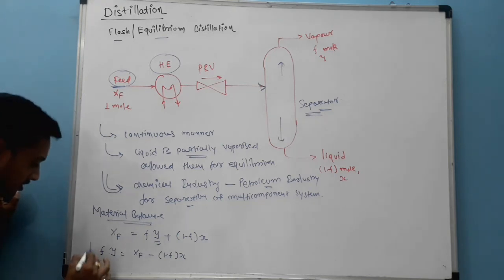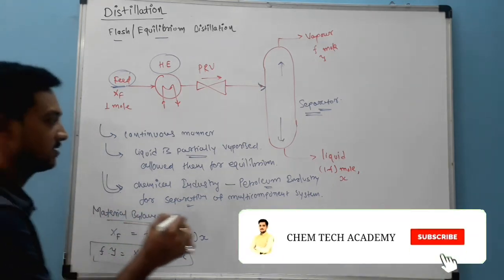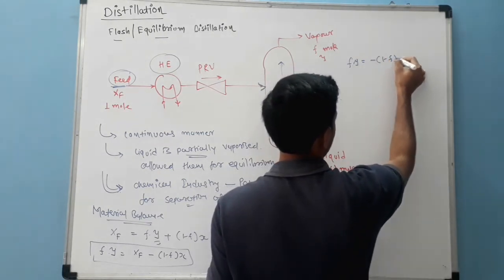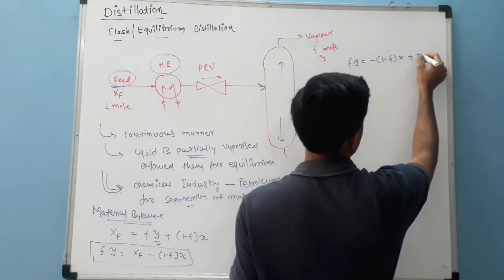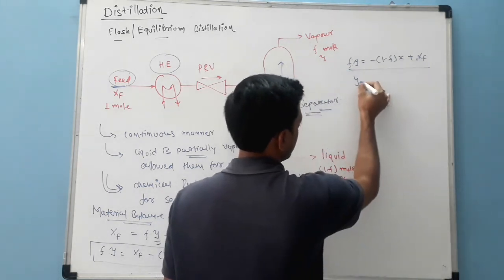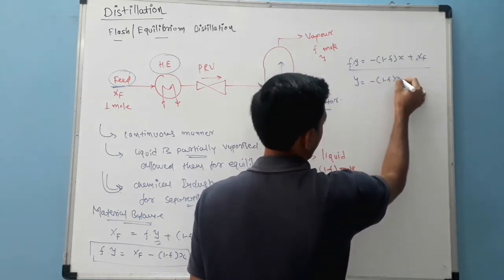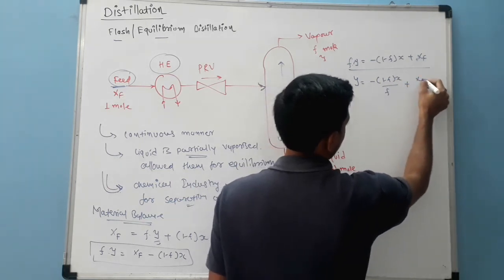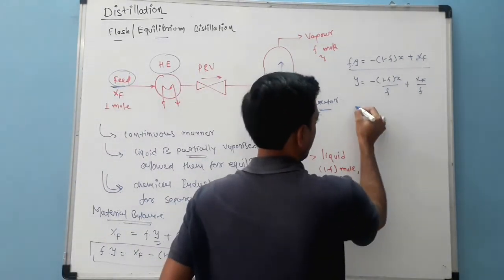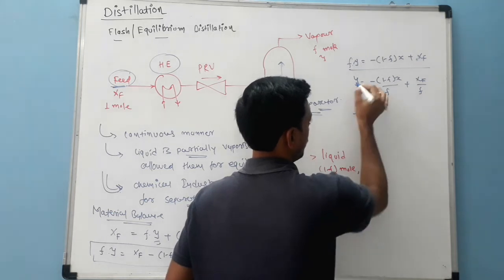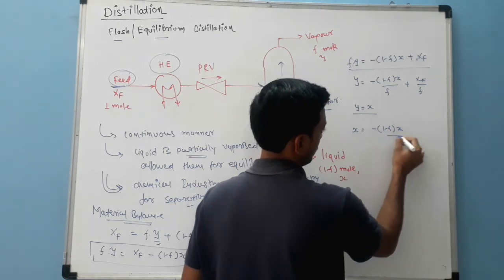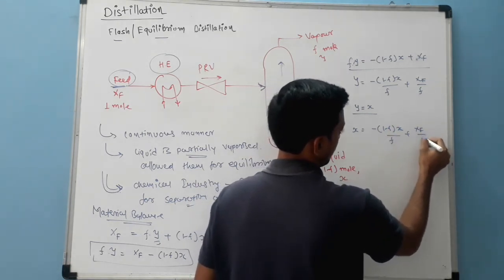So this equation I will write like F into Y is equal to minus 1 minus F X plus XF. Y is equal to minus 1 minus F X upon F plus XF upon F. Now put Y is equal to X in the above equation. So X is equal to minus 1 minus F X upon F plus XF by F.